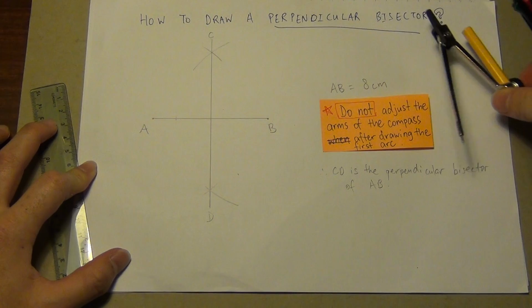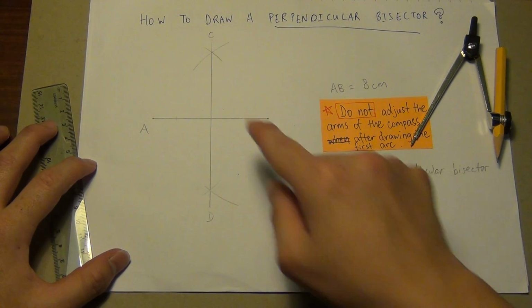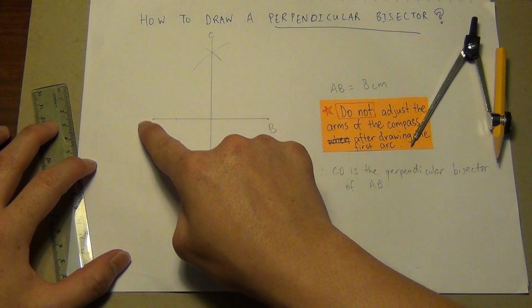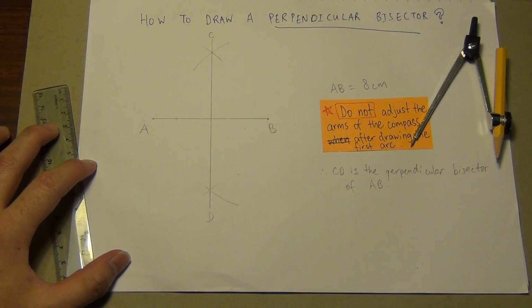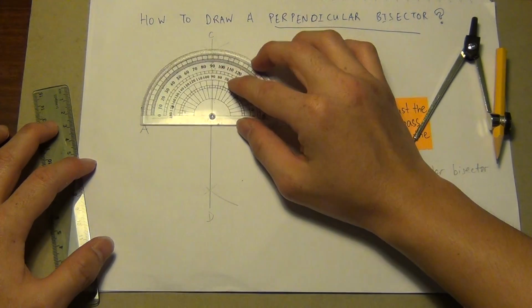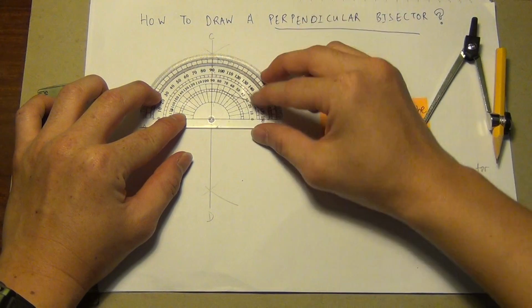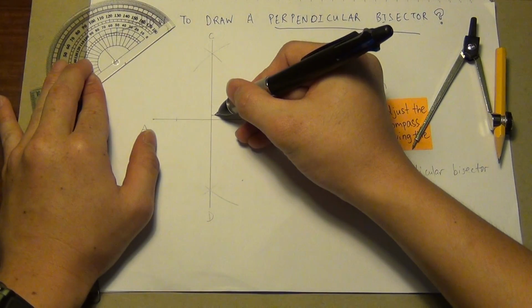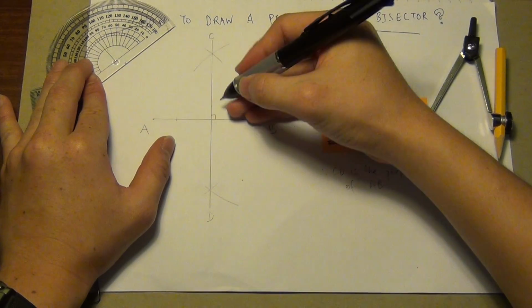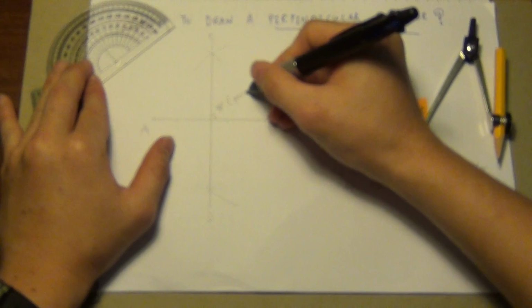So let's round up this whole topic. What does it mean by perpendicular? CD cuts AB. So at this point over here, I should get 90 degrees, which is perpendicular. So I'm going to use a protractor to measure. Did I get 90 degrees? Yes, I got 90 degrees. Okay, so therefore I'm going to put this sign and state it as 90 degrees, which also means perpendicular.